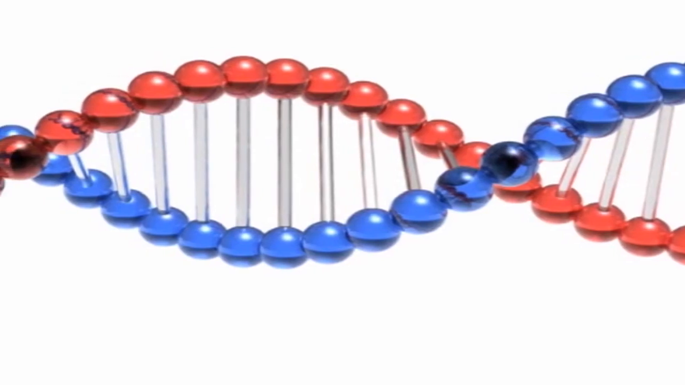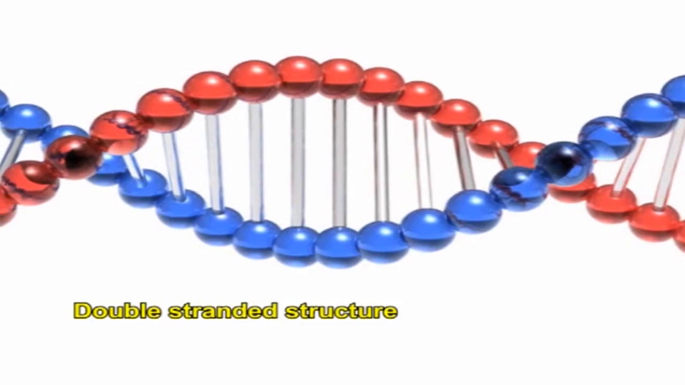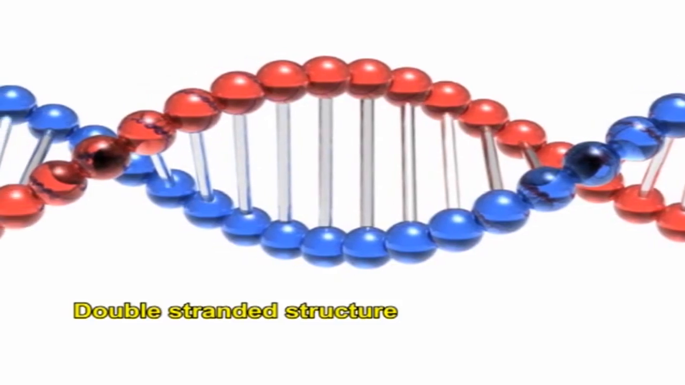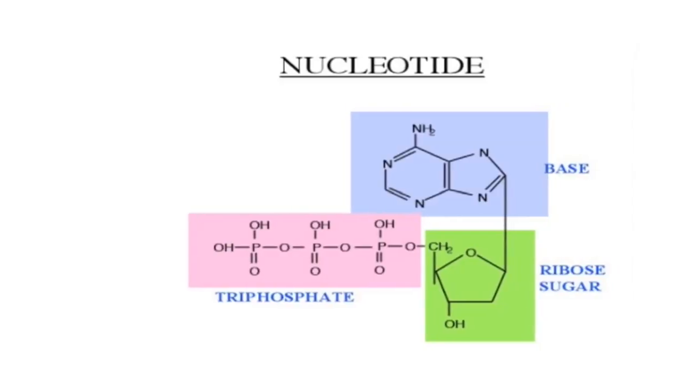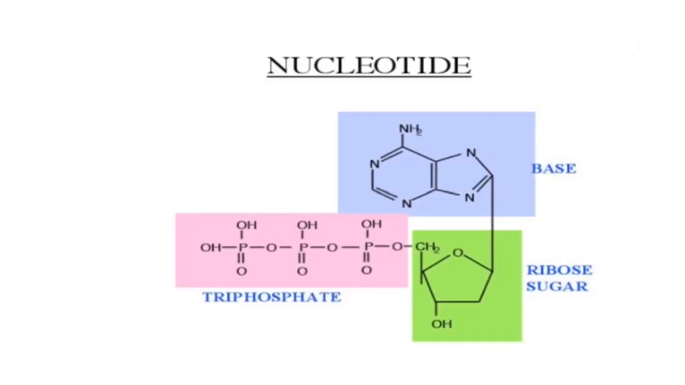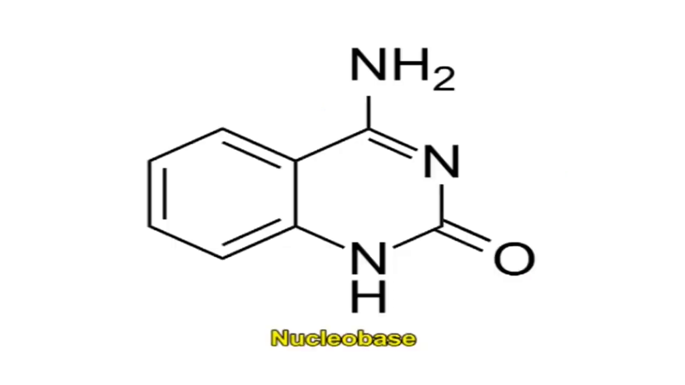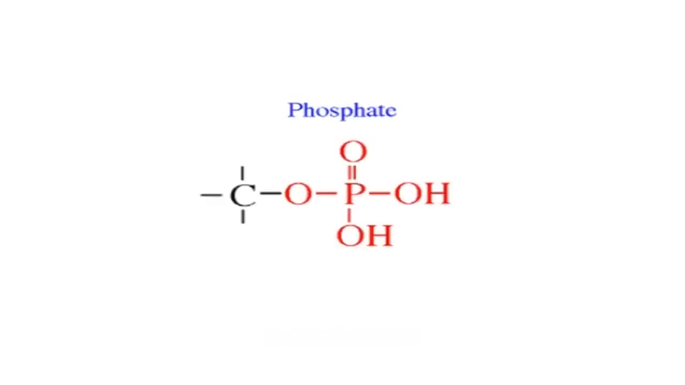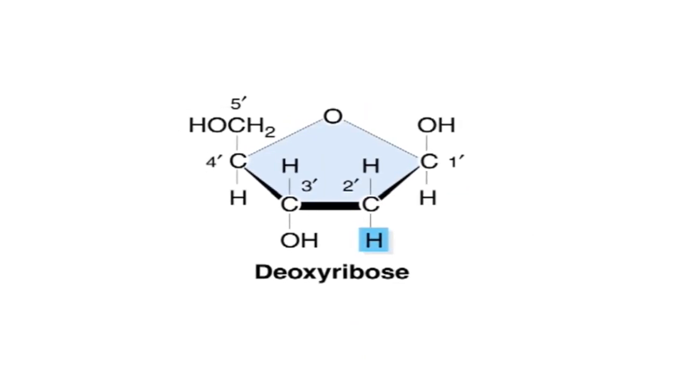DNA generally exists as a double stranded structure. Both strands of the DNA molecule always coil together to form a double helix. Each strand of the DNA molecule is formed by a chain of 4 nucleotides. A nucleobase, a phosphate and a deoxyribose are present in DNA's nucleotides.